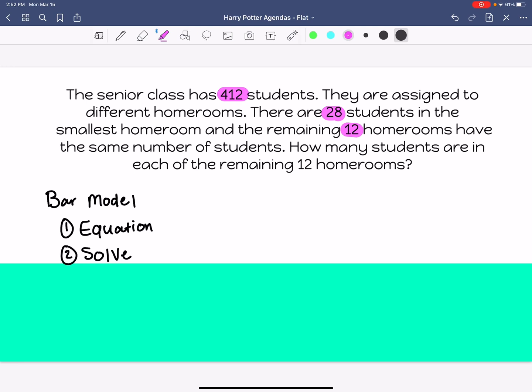Sorry guys, hold on. Okay. So the remaining 12 homerooms have the same number of students. How many students are in each of the remaining homerooms?